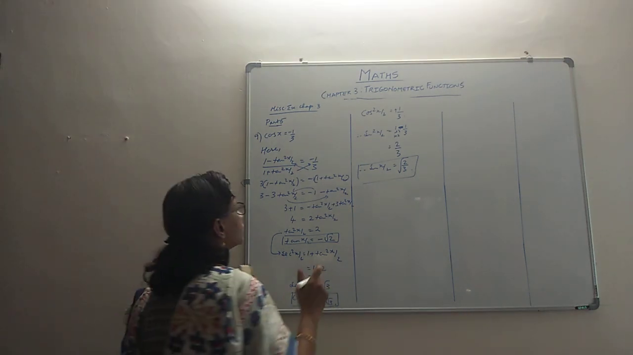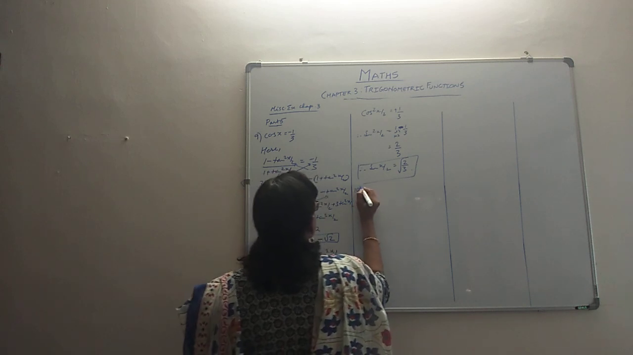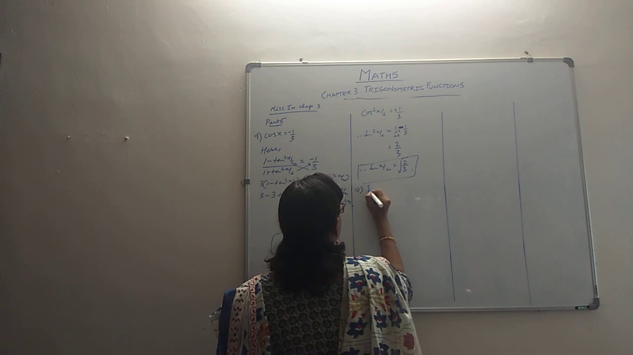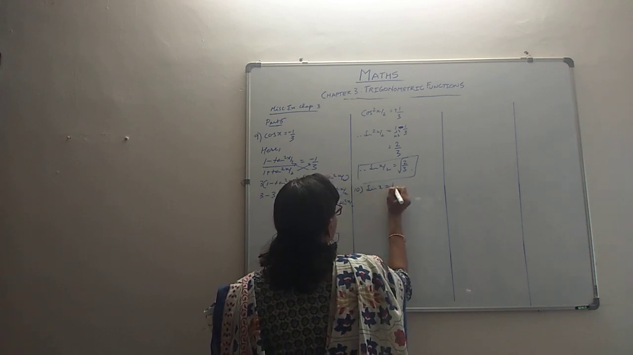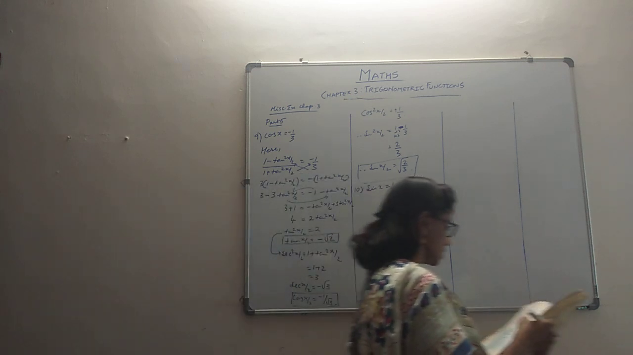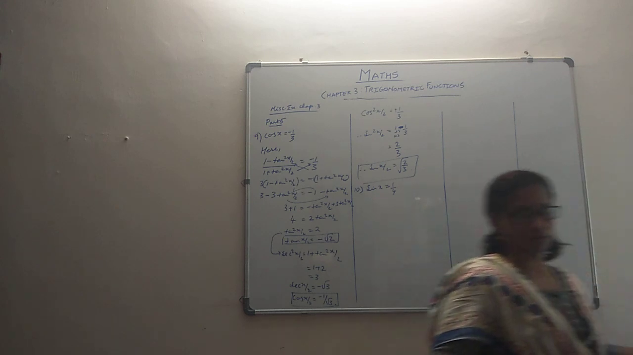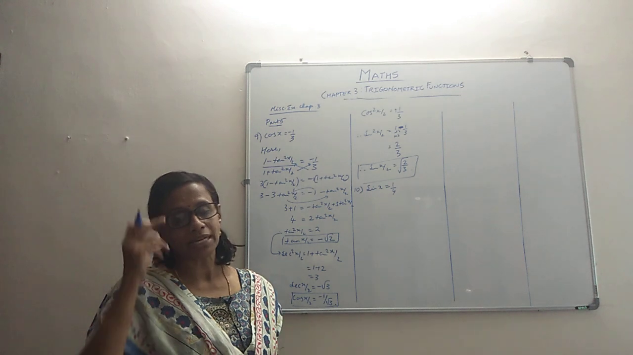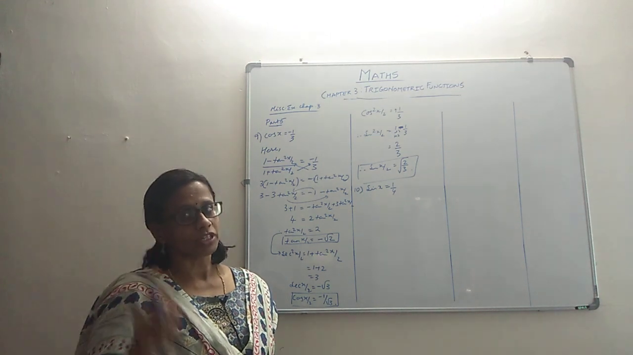Yeah, so our last question is a little lengthy also. It says that sin x is 1 by 4, and x is in quadrant 2. It's in the second quadrant. So we know that if x is in the second quadrant, automatically x by 2 is going to be in the first quadrant.